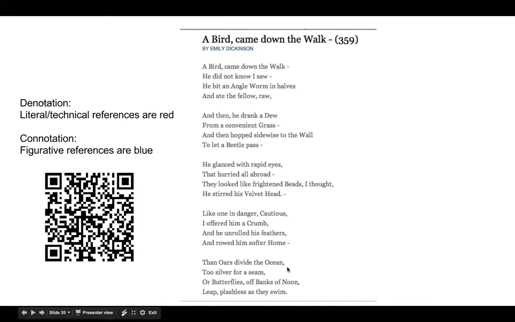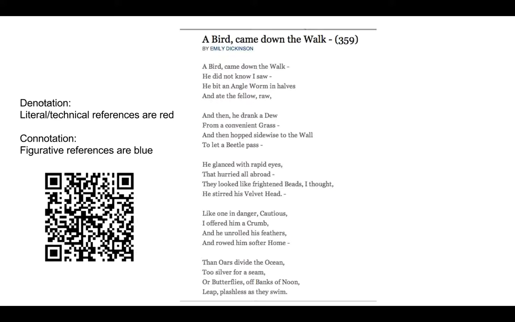He's not actually talking about an ocean right here. What he's saying is that when he was offering the bird a crumb, the bird had unrolled his feathers and rowed him softer home, and his backbones were actually the oars that divide the ocean, which was his back feathers, too silver for a seam, leap plashless as they swim. And they're referring to when he swims, he's actually flying in the sky. So this poem is very, very figurative right here. And so all of that you would underline in blue, okay?